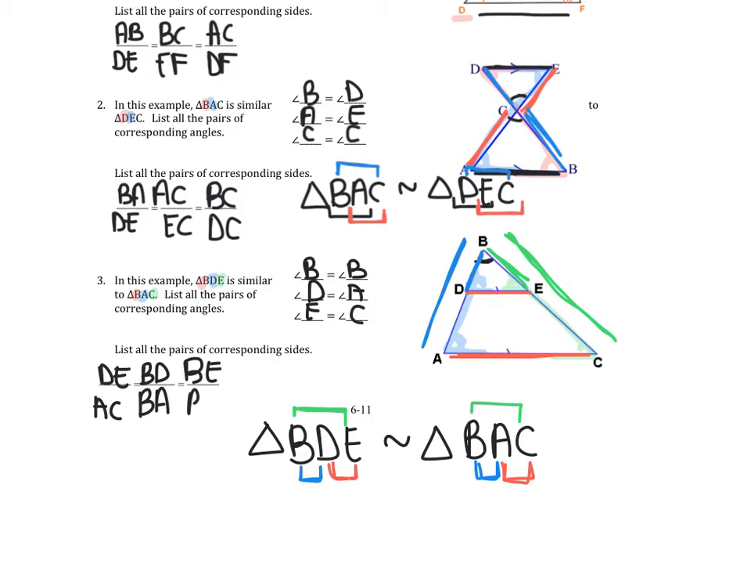BE over BC. Now, knowing how to identify which angles are similar and which sides are corresponding is going to help us prove that triangles are similar because they have to follow this outline.